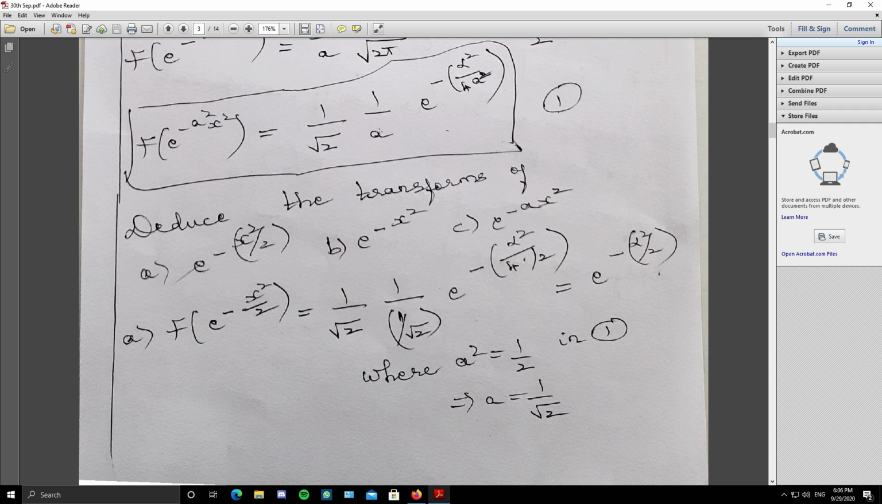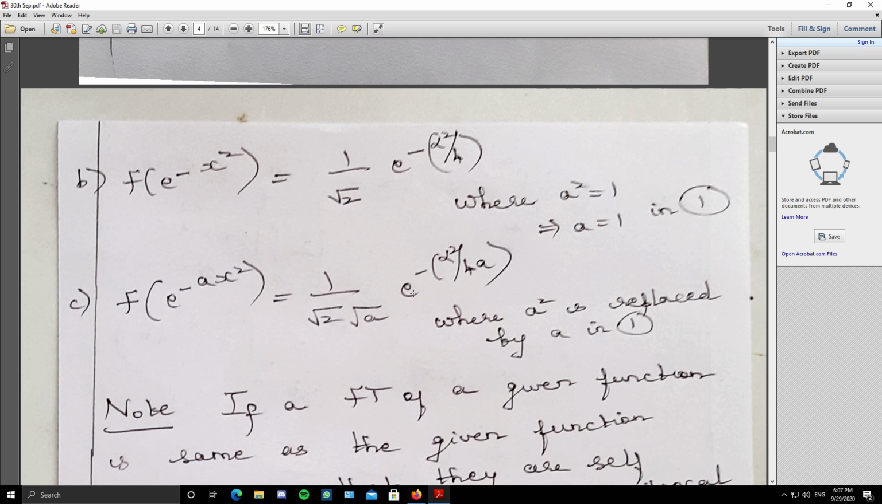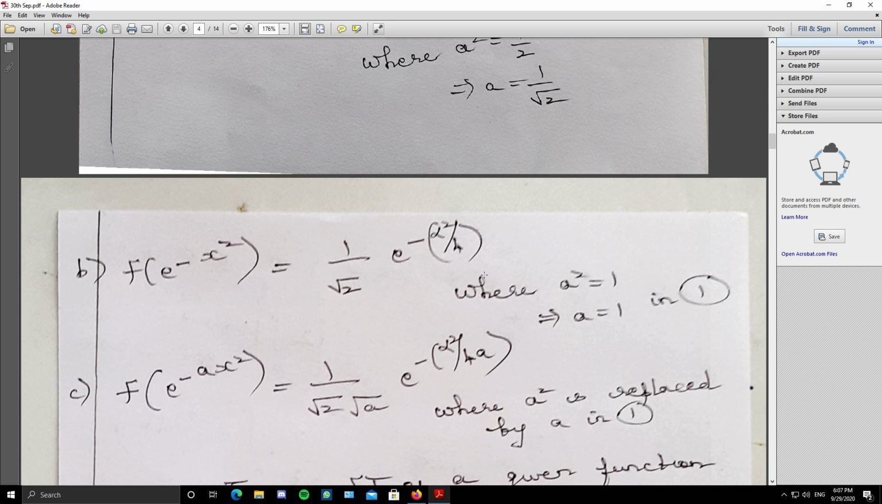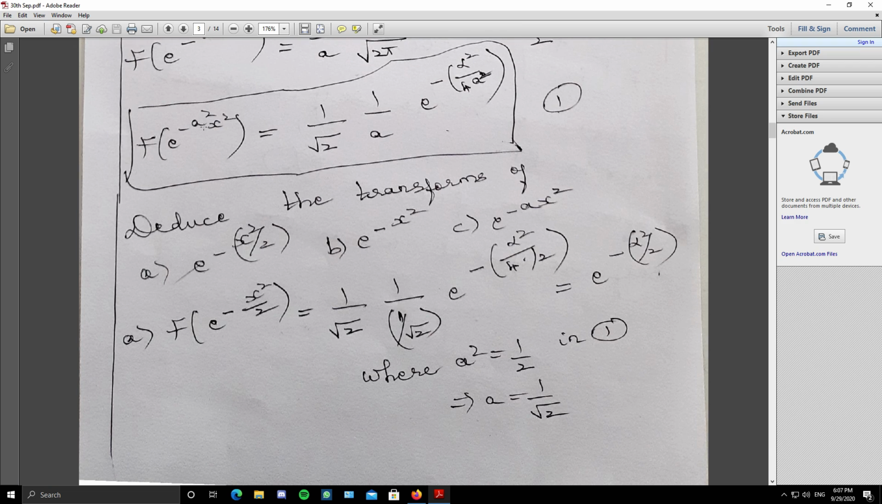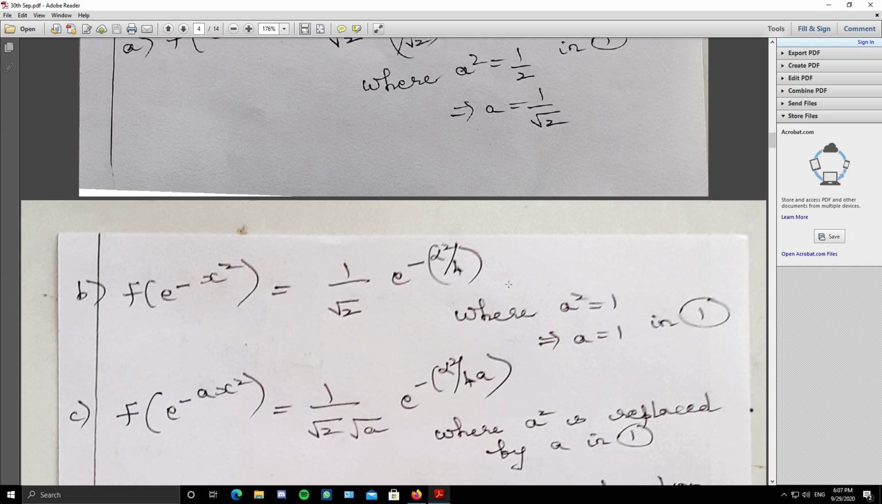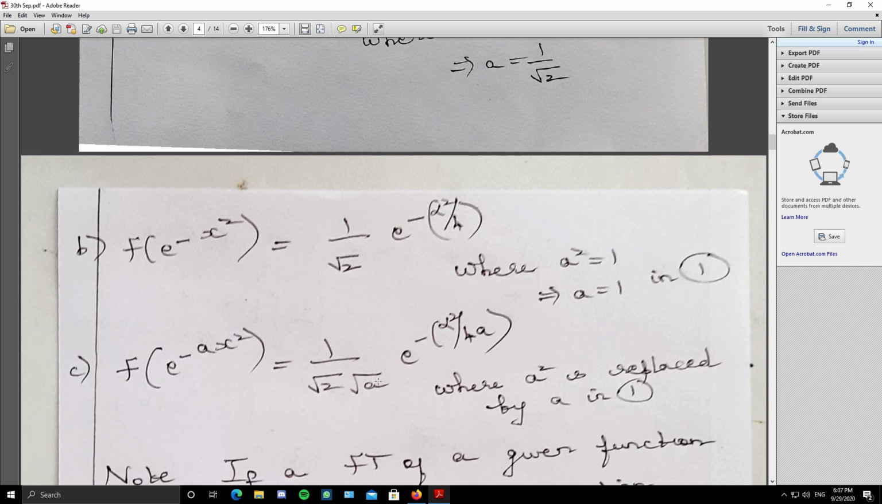If it is a square you have a. If it is alpha square by 4a square you have a. If it is alpha square by 4a, then the corresponding a will be root a. So 1 by root 2, 1 by root a, e power minus alpha square by 4a. I repeat, to get e power minus a x square, replace a square by a. So if it is a here, it will be square root of this a, that is root a.